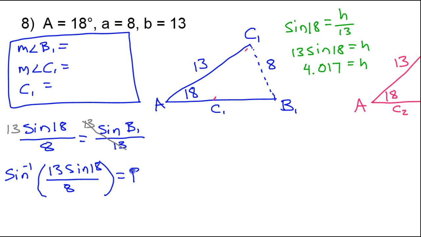Okay, that should give me angle B1. So I'm just going to go ahead and put this whole thing in my calculator. That turned out to be 30.143 degrees. Now to find angle C, I can just subtract these two from 180. That is 131.857.